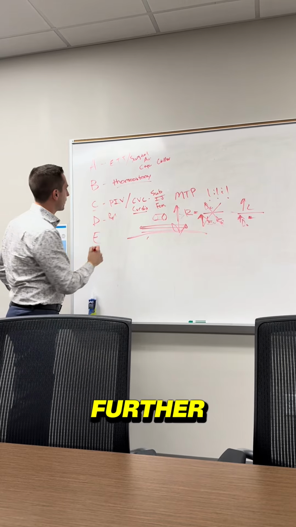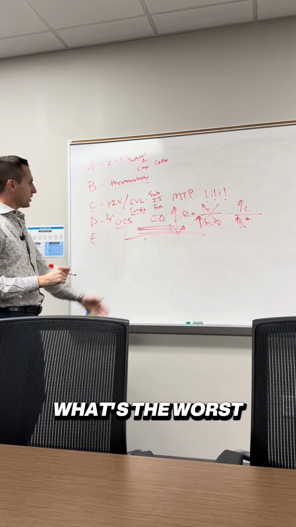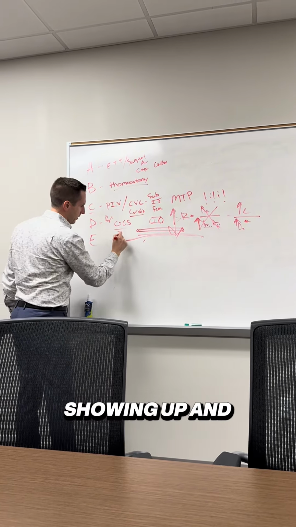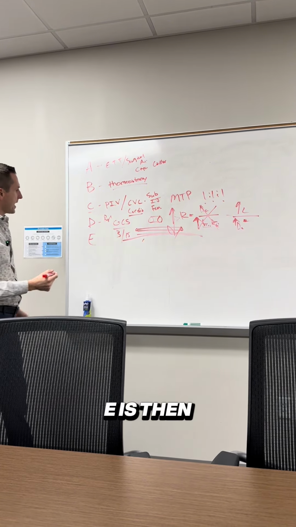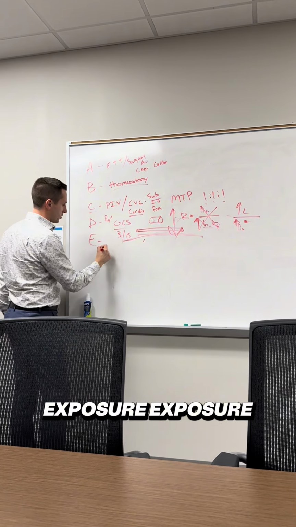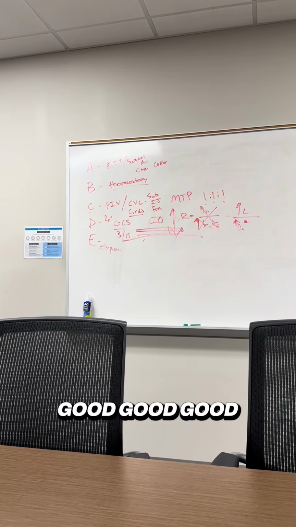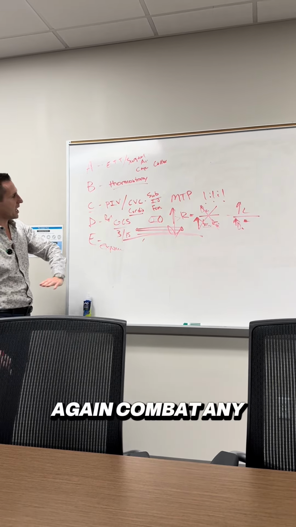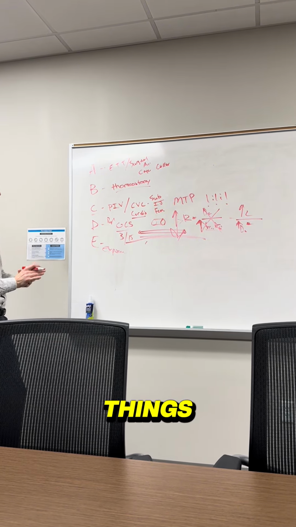Then taking it a step further is the GCS. Okay, what's the worst you get for showing up? 3. And what's the best? 15. Good. Okay. E is then exposure. And environment. Yeah, good. Okay. All right, excellent. So that's going to, again, combat any of the big, nasty, life-threatening things initially.